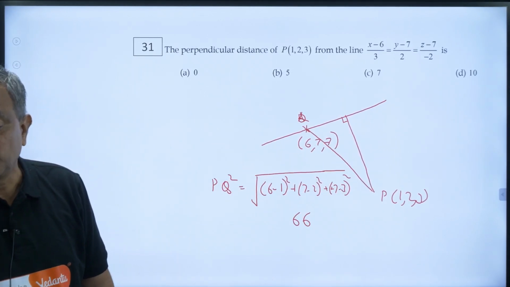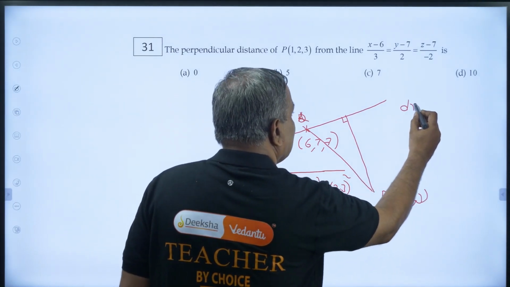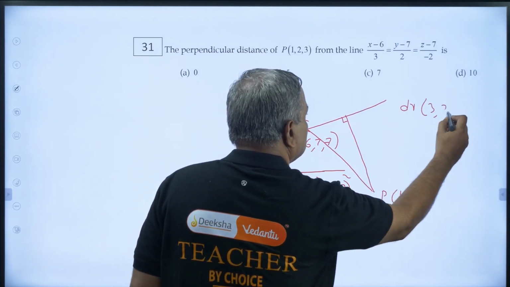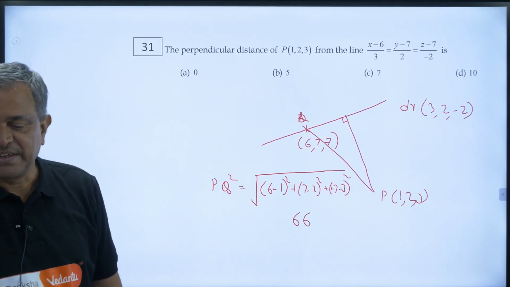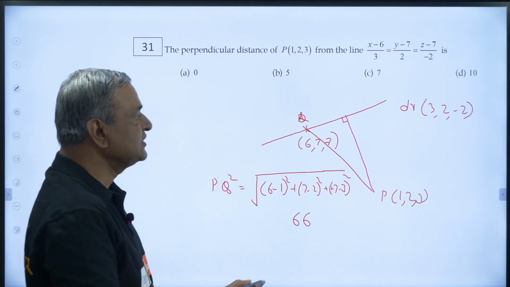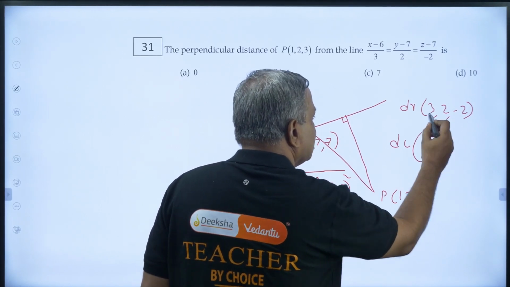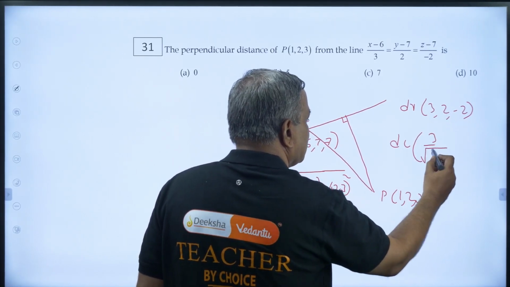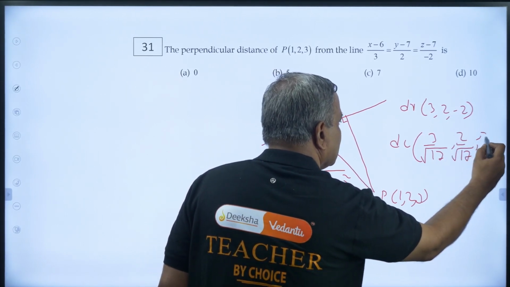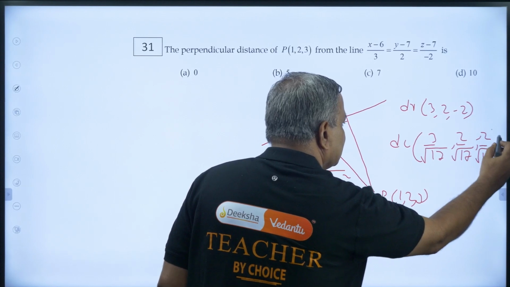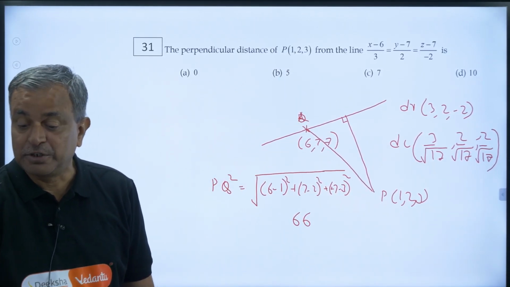Okay, so direction cosines of this line. DRs are given as 3, 2 and minus 2. 3, 2 and minus 2 are the DRs of the given line. So what are the DCs then? Direction cosine will be 3 by under root of 9 plus 4 plus 4 is 17, 2 by root 17, minus 2 by root 17. So these are the direction cosines of the line.